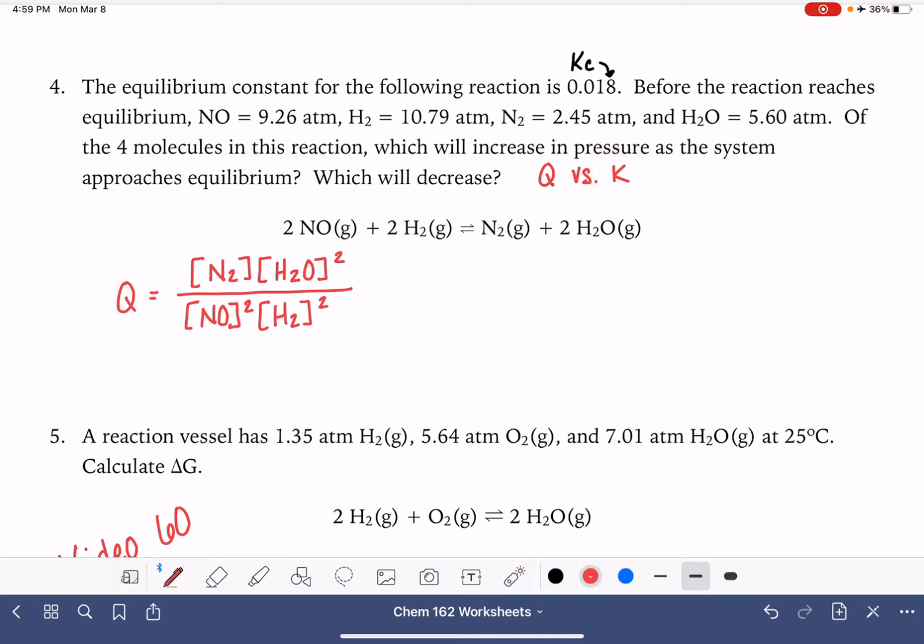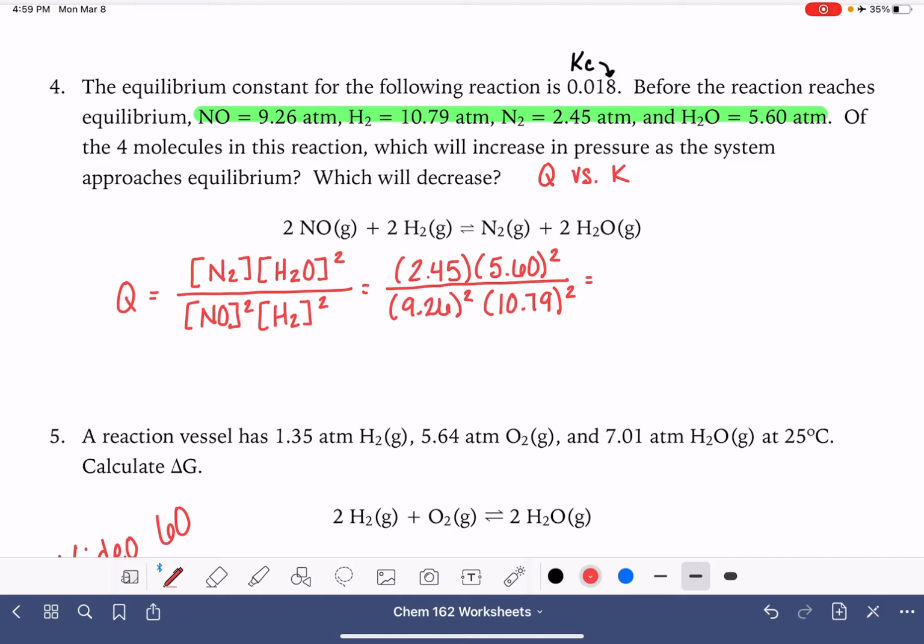Let's just go ahead and calculate our Q. We're going to plug in all the data that's in the problem right here. We're going to plug in the pressure of N2, which is 2.45 atmospheres. We're going to plug in the pressure of the H2O, which is 5.60, and don't forget that it's going to get raised to the 2. And we're going to plug in our pressure for NO, 9.26, also being raised to the power of 2. And then our pressure of H2, 10.79, also being raised to the power of 2. So we're going to solve all of this. We're solving for Q, which is mathematically the exact same way that we would solve for K.